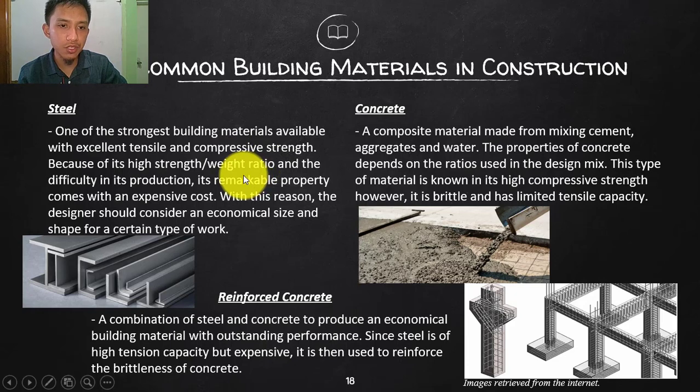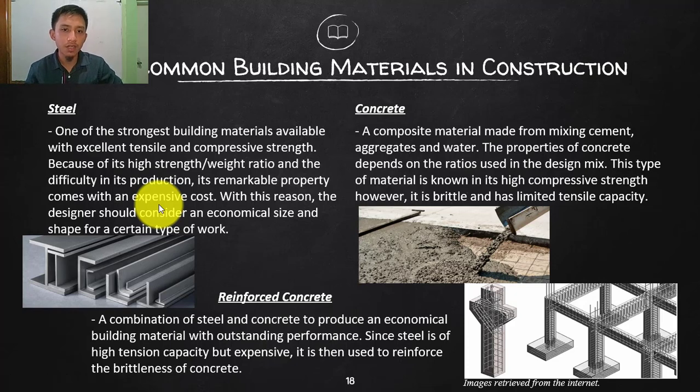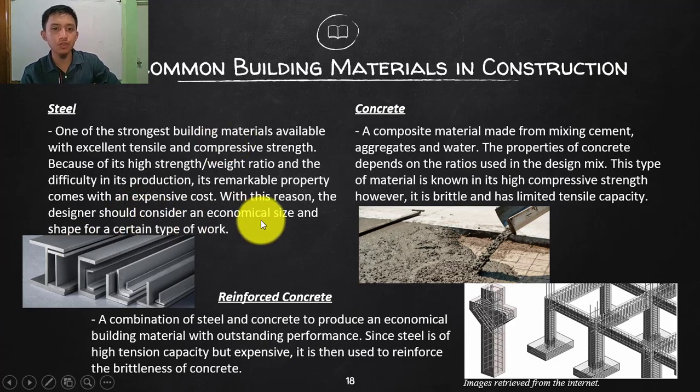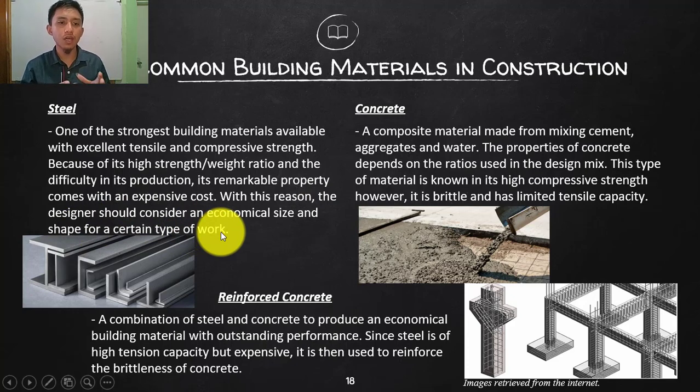However, that comes with its expensive cost also. So steel is a type of material that is expensive. Therefore, for this reason, the designer should consider an economical size and shape for a certain type of work. Okay, so that is now the reason why we have these different shapes of steel, isn't it? Why not use a solid one, or let's say a solid circular shape of steel, or a solid rectangular shape of steel as a column or a beam?